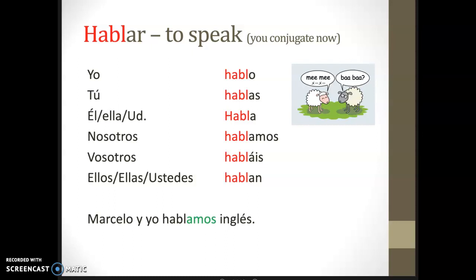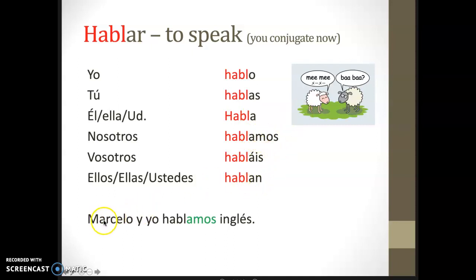So here are the answers. You can see here you have the root habl, and it's the same for all of them. And then you have the endings: hablo, hablas, habla, hablamos, habláis, hablan. So endings for AR are o, as, a, amos, áis, an.